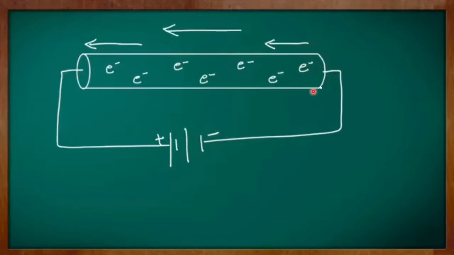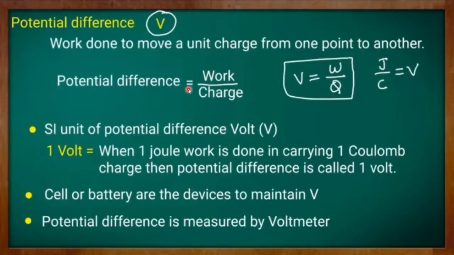So what will these electrons do now? These electrons also will follow the other electrons so that they are attracted to the positive end. All the electrons will move in a single direction now. That means we have created a difference by connecting it to the cell or battery. That means this is about the potential difference.